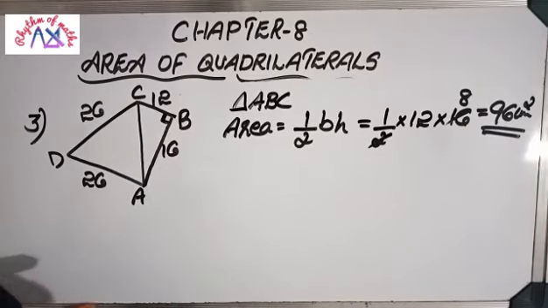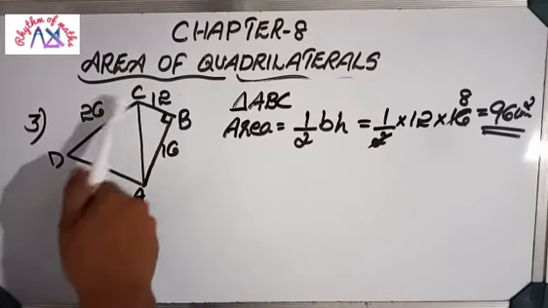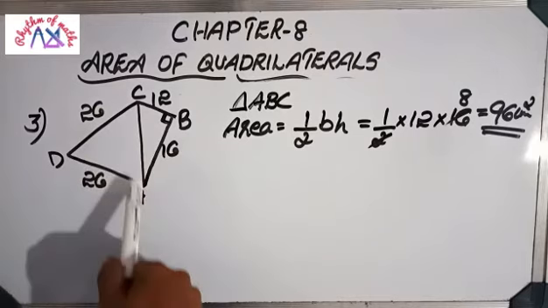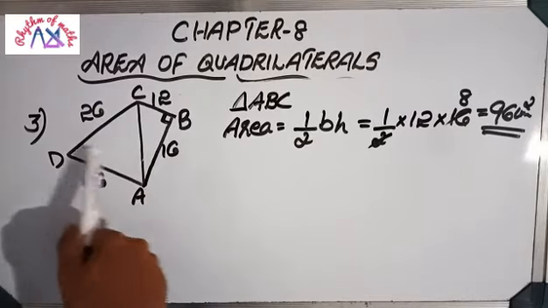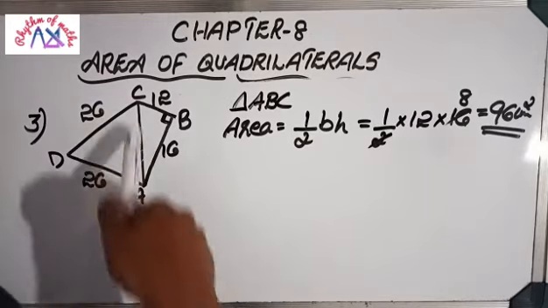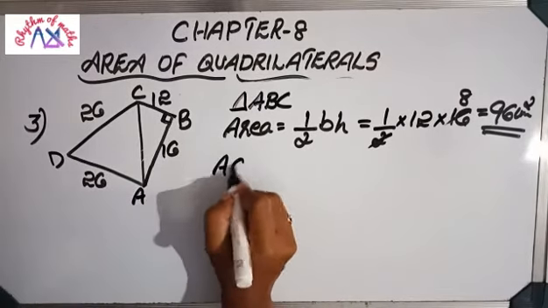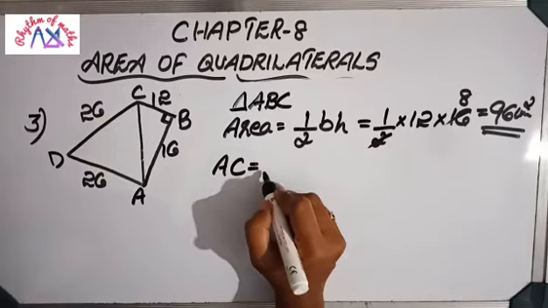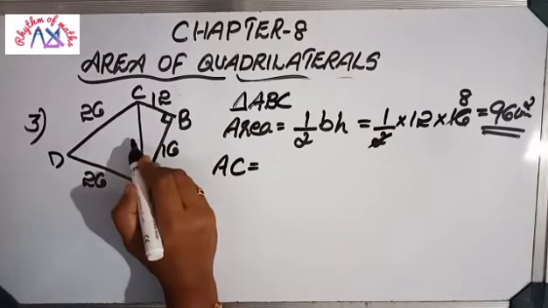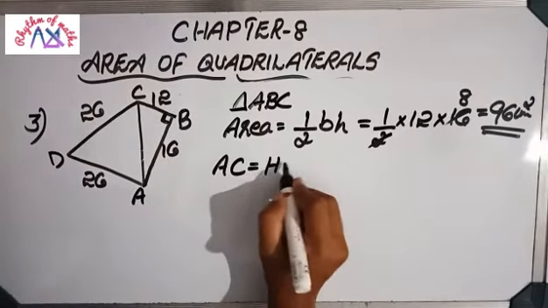Now let's find the area of this triangle. But to find the area of this triangle, this measurement we don't know. That means base we don't know, height also we don't know. So first let's find the base, that is AC. To find AC by Pythagoras theorem, what is this side? The 90-degree opposite side, that is the hypotenuse.